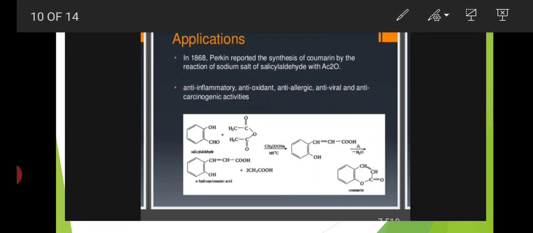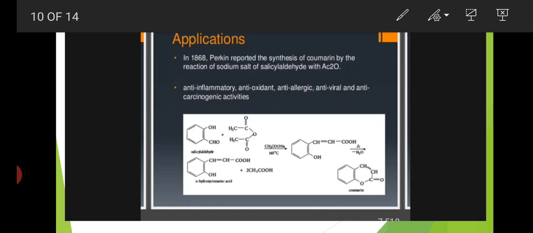Okay, applications of the Perkin reaction. In 1868, Perkin reported the synthesis of coumarin by the reaction of the sodium salt of salicylaldehyde with acetic anhydride. Coumarin has anti-inflammatory, antioxidant, anti-allergic, antiviral, and anti-carcinogenic activities.